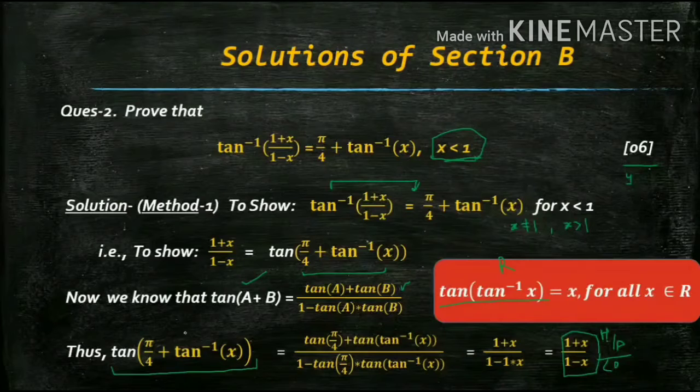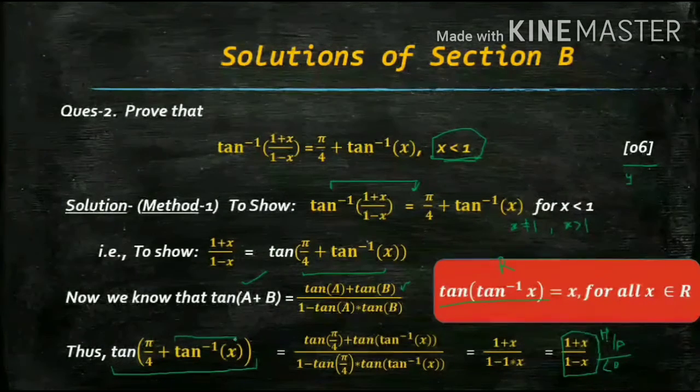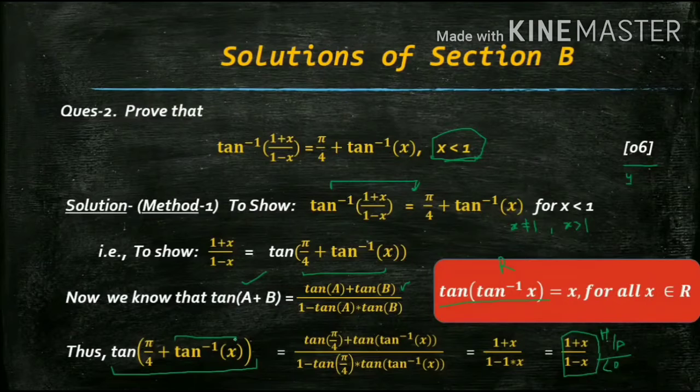X is greater than 1, and you know that tan inverse x, its principal value or range would lie in the open interval... sorry, not 0 comma pi, because it is tan, so it would be the open interval minus pi by 2 comma pi by 2. That means minus 90 degrees comma 90 degrees, open interval.